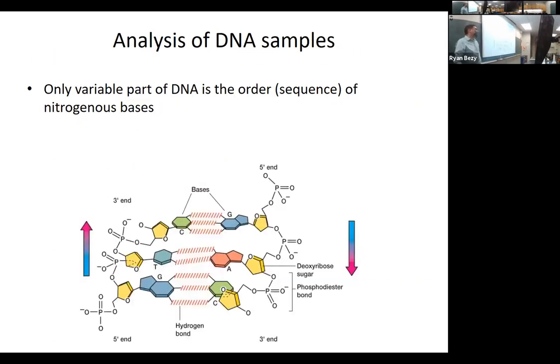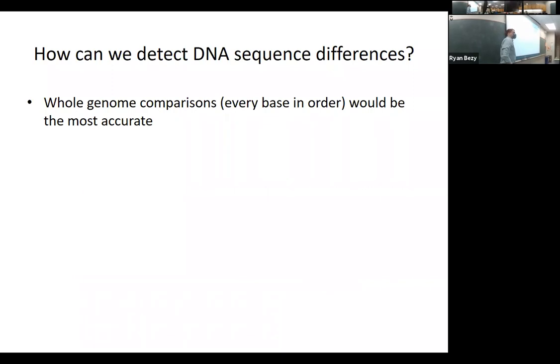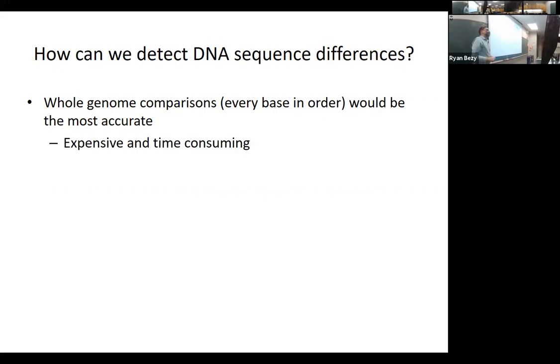Now, how can we detect sequence differences? Well, we could sequence the entire genome. We can look at the sequence of the entirety of one person's genome versus another, but you're comparing 5 billion bases from the first to the last on one person versus 5 billion bases on another person. Anytime you're working in the billions, it's not a good thing. We could do whole genome comparisons and compare every base in order. That would be the most accurate, but it is extremely time consuming and extremely expensive.